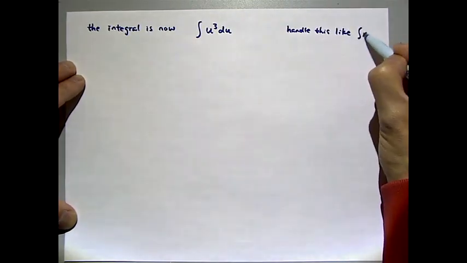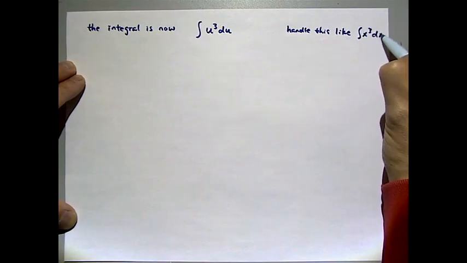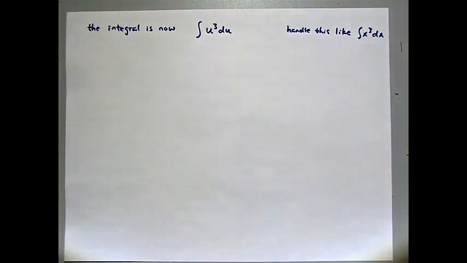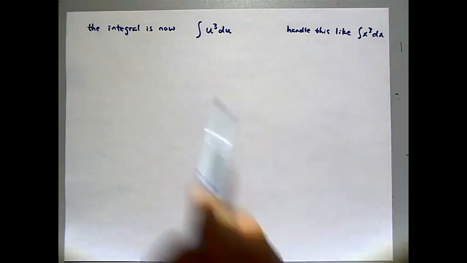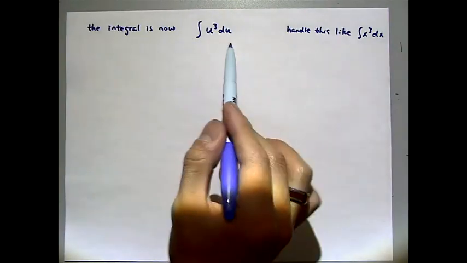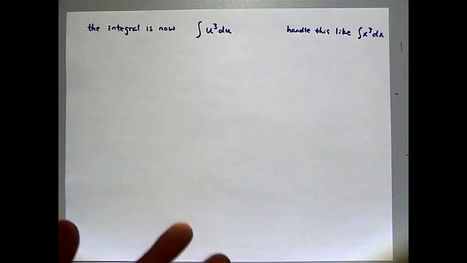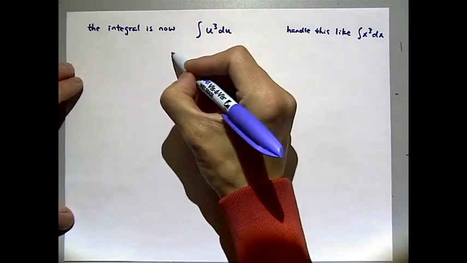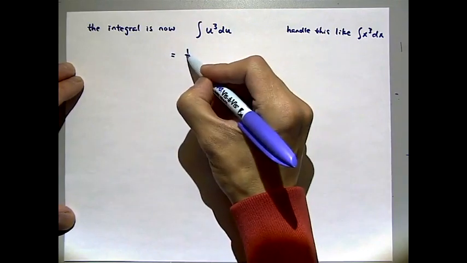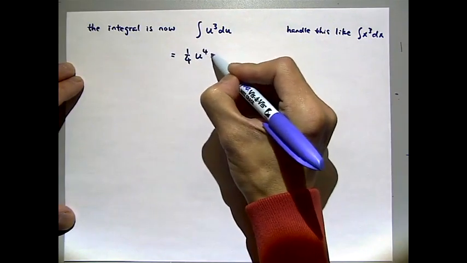And you treat that in exactly the same way you would treat x cubed dx. All we did here is a change of variable. The integral of u cubed du and the integral of x cubed dx are the same thing fundamentally. The only thing different is the variable. So we know we're going to get 1/4 u to the 4th plus c.